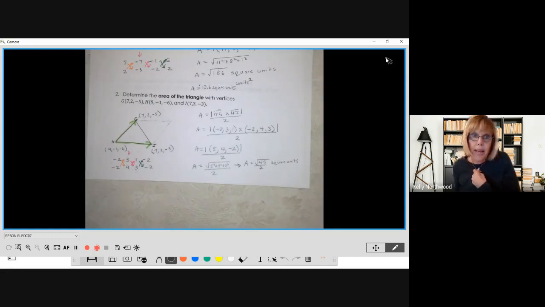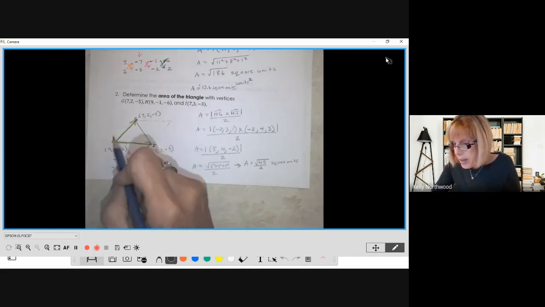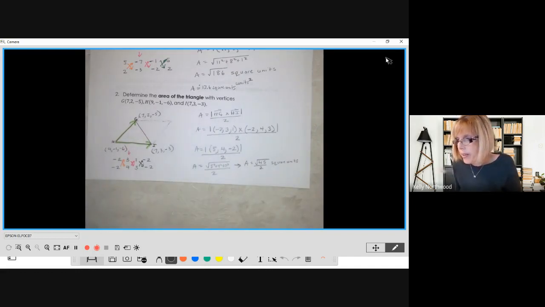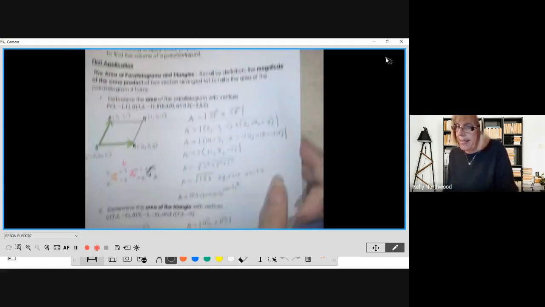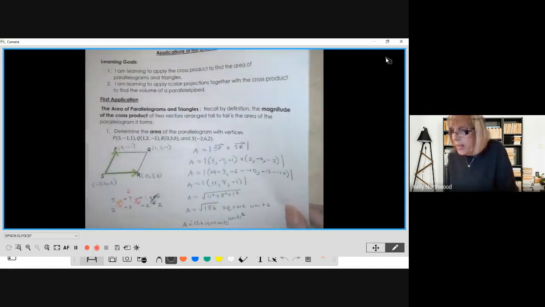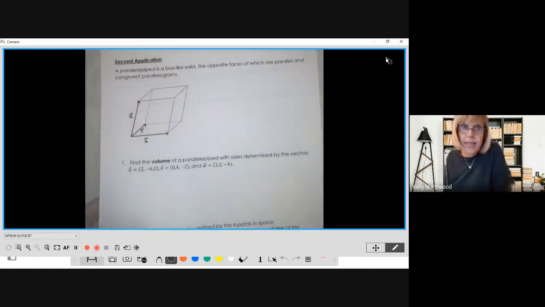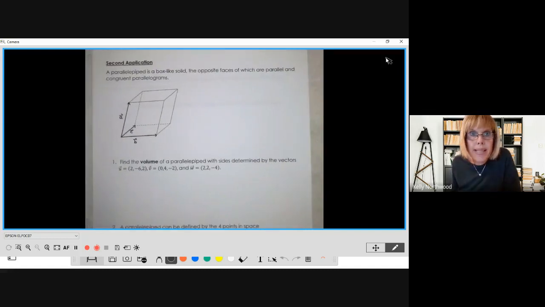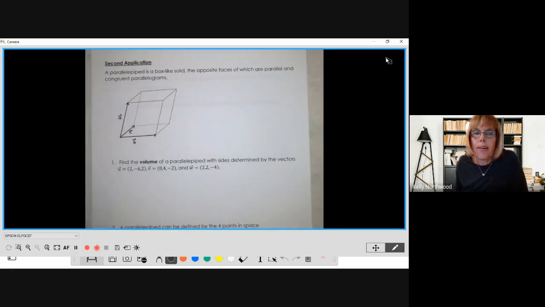Okay, so I feel like finding the area of a parallelogram or a triangle is pretty straightforward, as long as you know how to do the formula and you know how to find point-to-point vectors from vertices. The next one turns out to be easy too, but it's cool how you get to it. So a parallelepiped is a box-like solid, whose opposing faces are parallelograms.